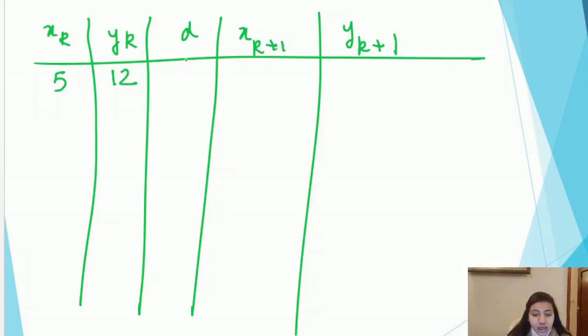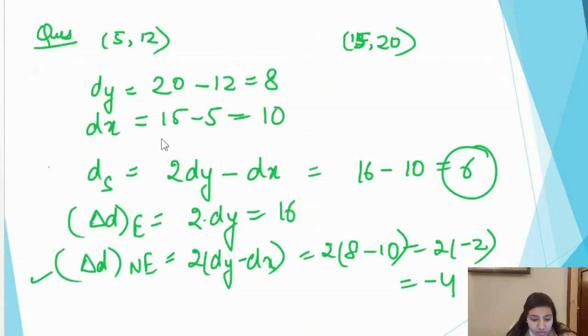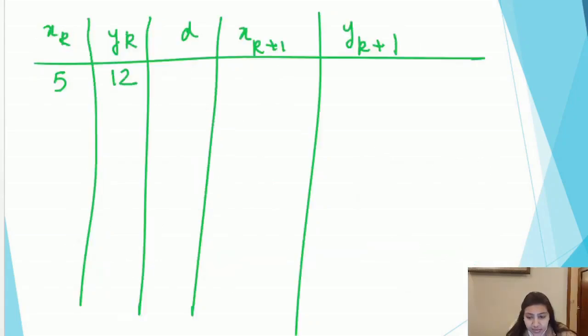Now the initial d that we have calculated, that is d start, comes out to be 6. So we substitute this d start over here. This is 6, that is greater than 0, so we are choosing the northeast. Whenever we choose the northeast pixel, that means we will increment the value of x as well as y. So the new value of x and y becomes 6, 13.